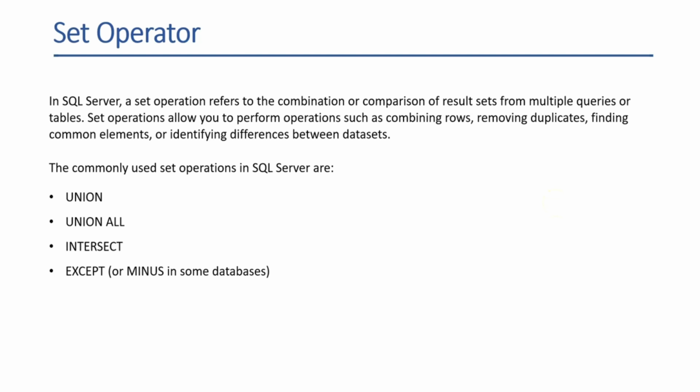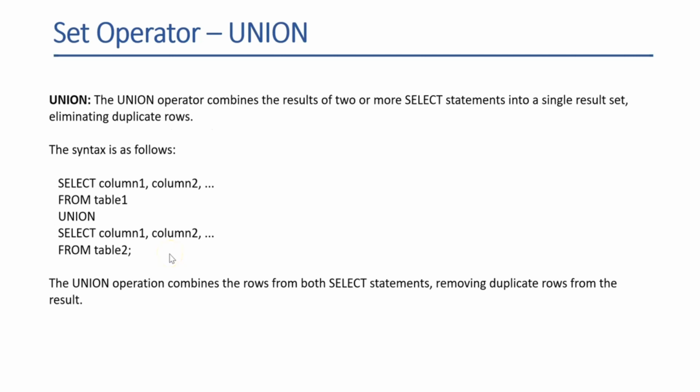For some of the databases, it is also called minus. In this tutorial, we will see union and union all. So what is union? The union operator combines the result of two or more select statements into a single result set, and it eliminates the duplicate rows.